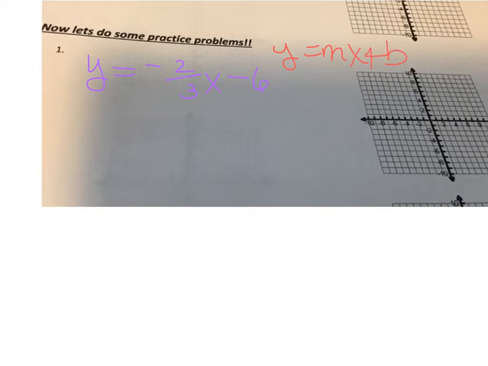Okay, well, technically, yes, it is. The only argument one might make is there's a minus 6 instead of a plus 6 because it says plus b, but that's okay. It just means my y-intercept is negative.